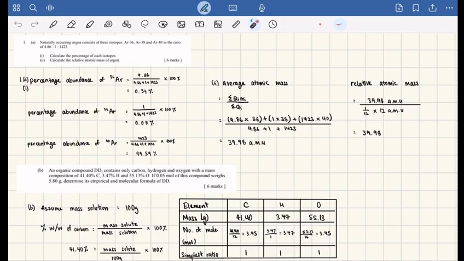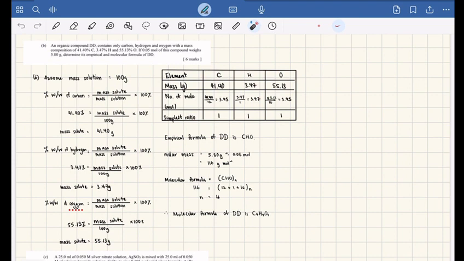Now to calculate the relative atomic mass, you'll get the same value, except what you want to do is get rid of the SI unit. So we will divide it by carbon-12, and then you will get 39.98.